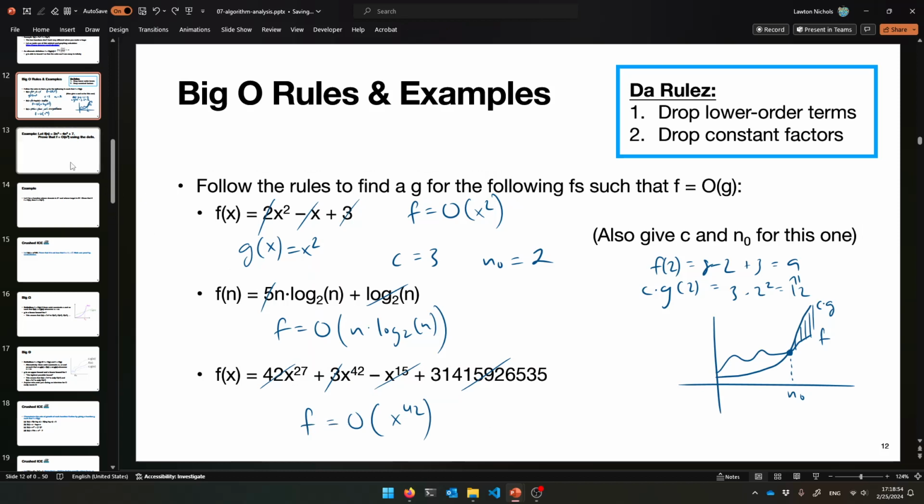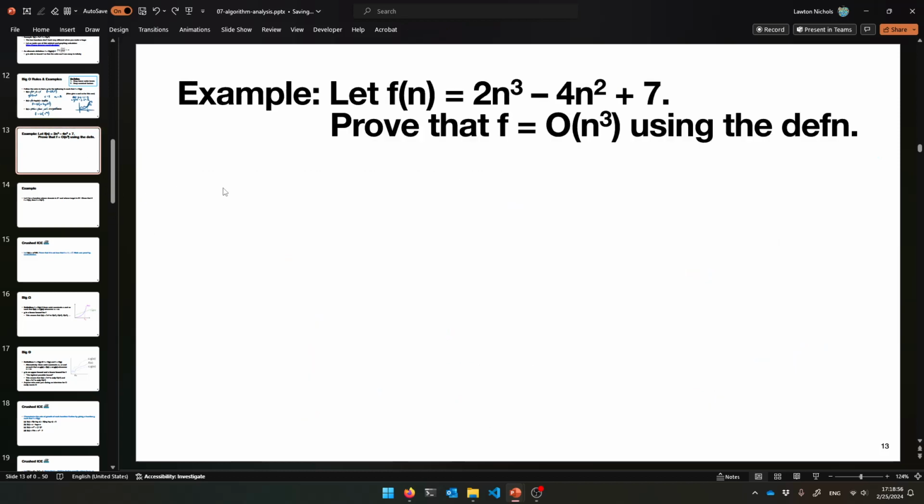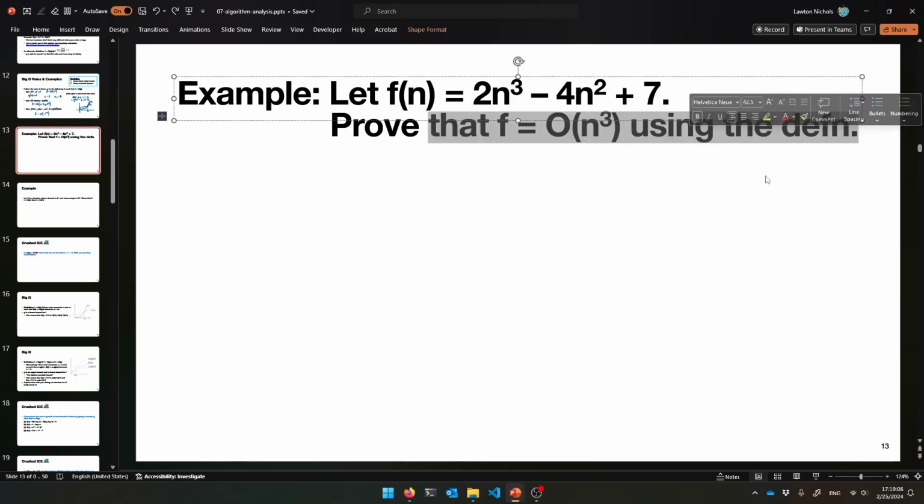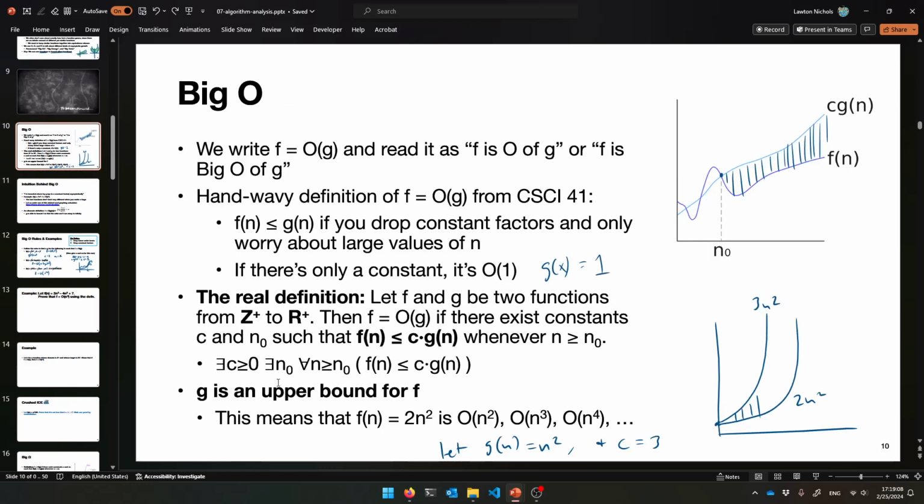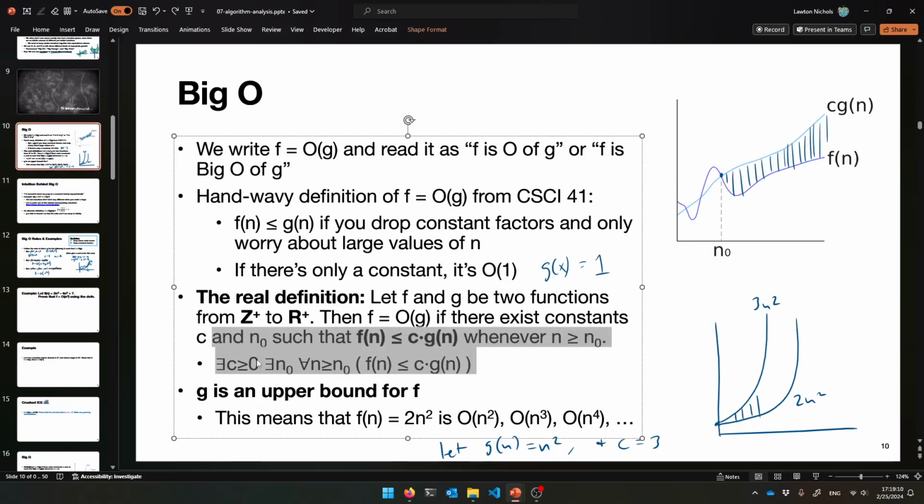So, yeah, hopefully that makes sense. Here's another one. Let's do this really mathematically now. All right, so let's use the rules. We know that this function is going to be O of n cubed. Let's prove that using the actual mathematical definition of big O. Let's find our c, find our n naught, and prove that for any n after the n naught, it really does work out.